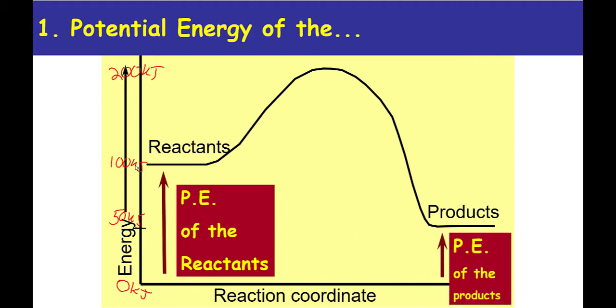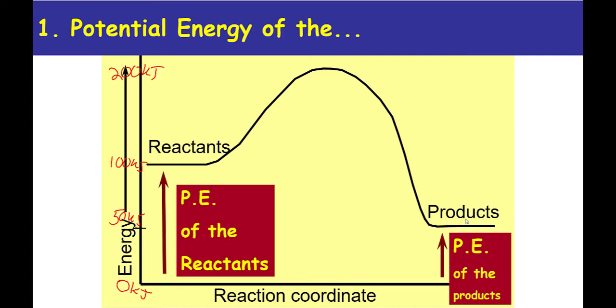If they said label that with an arrow, we would want to go from the x-axis up to the point where the products are, and we would see the products are at about 50 kilojoules. So we would label with an arrow like that, and if we wanted it quantitatively, we would say the products have a potential energy of 50 kilojoules.